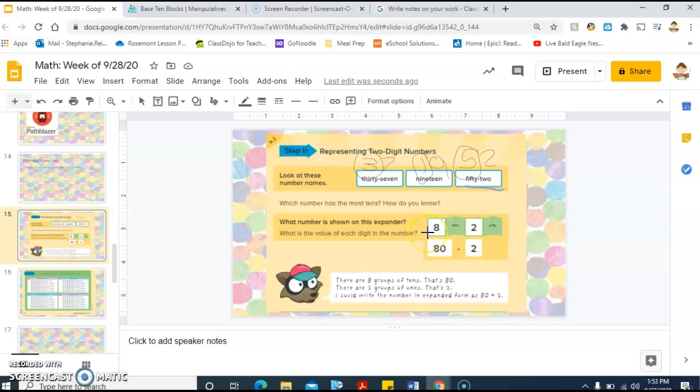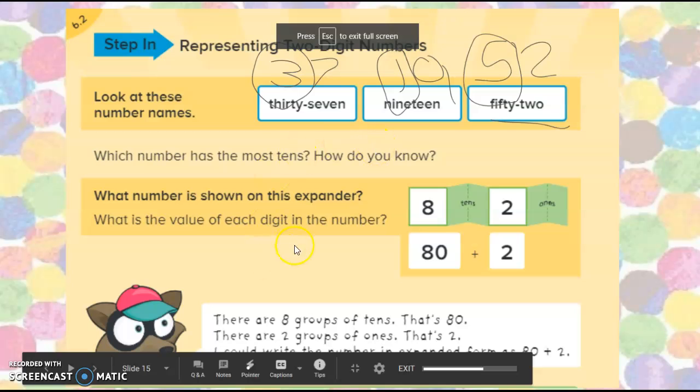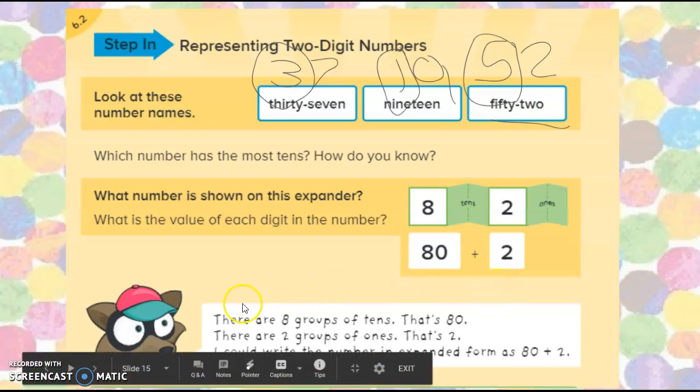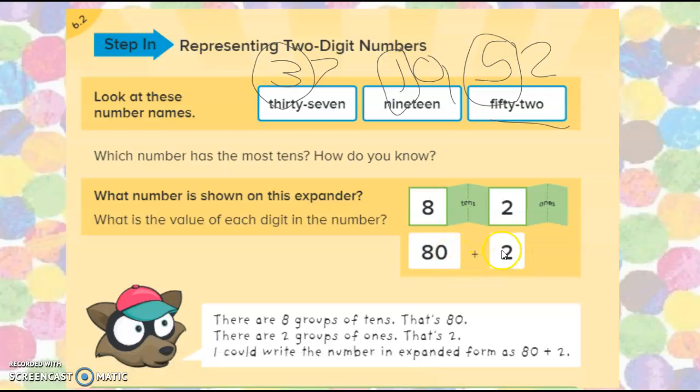What number is shown on the expander? We have 8 tens, 2 ones. What is the value of each digit in the number? 80 plus 2. Just like what the book said, I'll zoom it in a little bit. 8 tens means 8 groups of tens, so we have 8 in the tens position, and we have 2 ones. So that's how we get 80 plus 2. Down here it says there are 8 groups of tens, that's 80. There are 2 groups of ones, that's 2. I could write the number in expanded form as 80 plus 2.